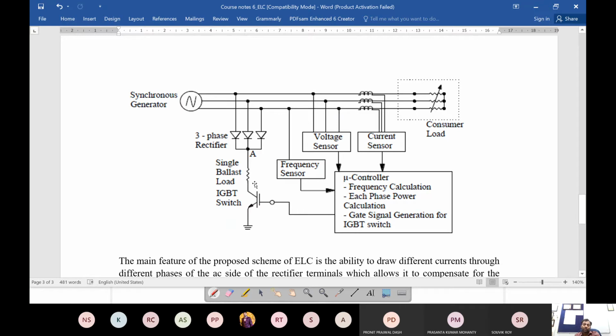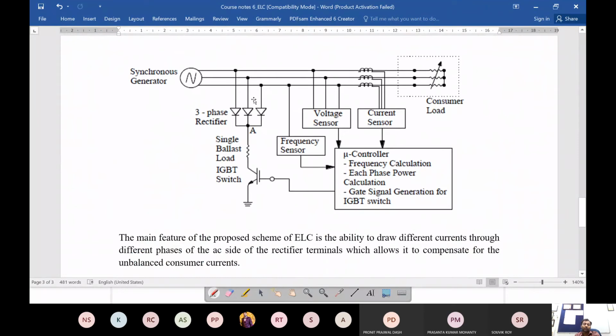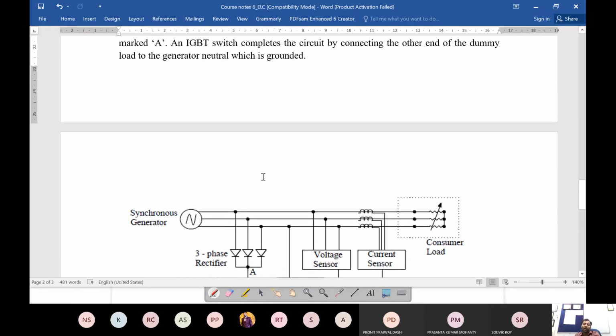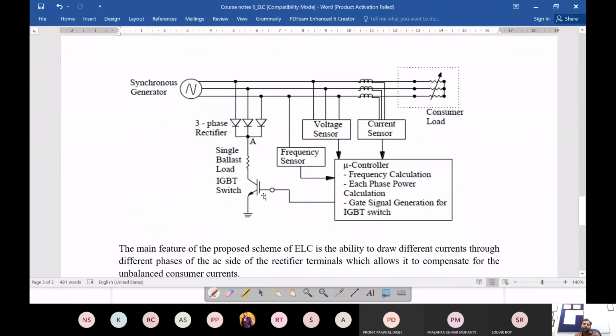And then you have an IGBT switch. As it says here, this has to be a high duty IGBT switch. The rectifiers can be of different power electronic devices, but typically IGBT, due to their ability to operate under different circumstances and better response. This is recommended as the IGBT switch. Now an IGBT switch completes the circuit by connecting the other end of the dummy load to the generator neutral, which is grounded. The gate signal to this IGBT, when it will conduct, is coming from this microcontroller.